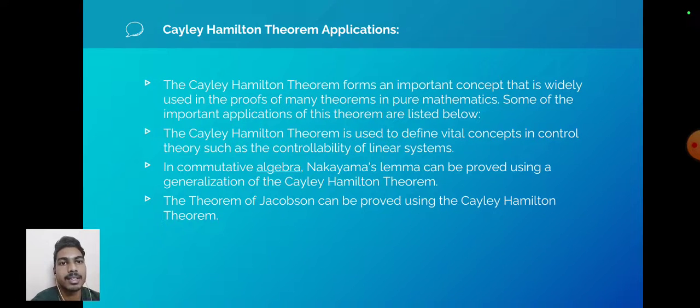The Cayley-Hamilton theorem is used to define vital concepts in control theory, such as the controllability of linear systems. In commutative algebra, Nakayama's lemma can be proved using a generalization of the Cayley-Hamilton theorem. The theorem of Jacobson can be proved using the Cayley-Hamilton theorem. So these are the applications of the Cayley-Hamilton theorem.